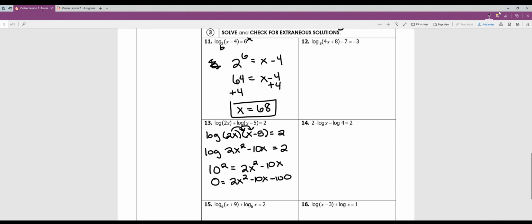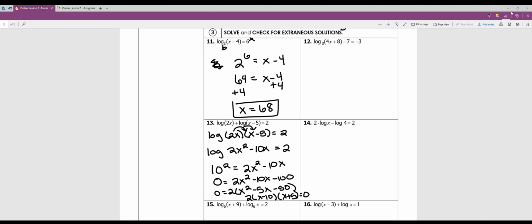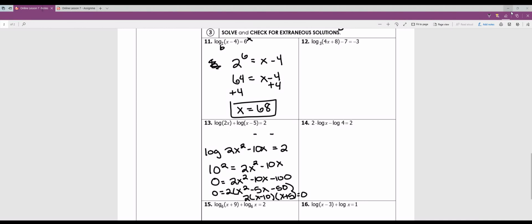And now I'm going to want to factor this. So I can factor this first by bringing a 2 out of everything, and then that'll make it easier to do our double parentheses on. And so when I factor this, I'm going to end up with 2 times x minus 10 times x plus 5 is equal to 0. So now remember, to solve for x, I have to now set each parentheses equal to 0 and solve for x. And so we are going to end up with 2 possible solutions, and then we're going to have to check to see if one of those is going to give us a negative or a 0.